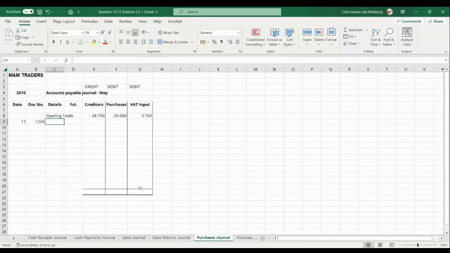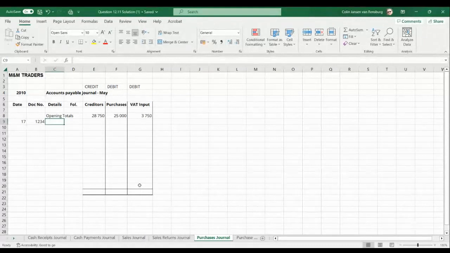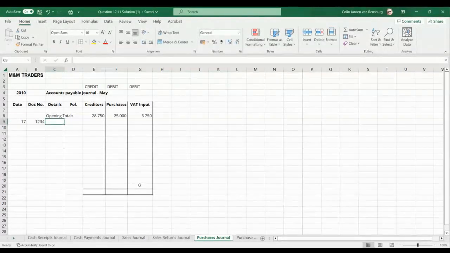But once we are starting to use our subsidiary ledgers, it means for each individual supplier, in the case of purchases, they will have a separate little account in the creditors ledger, because we need to keep track of what we owe each individual supplier. The other side of the coin also holds true, ladies and gentlemen.